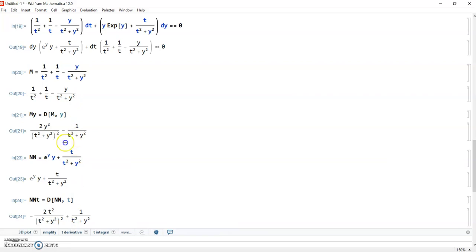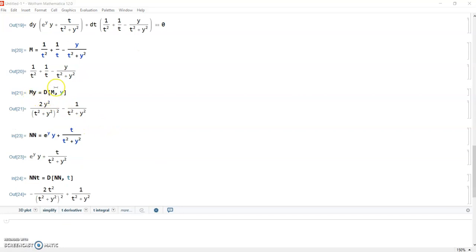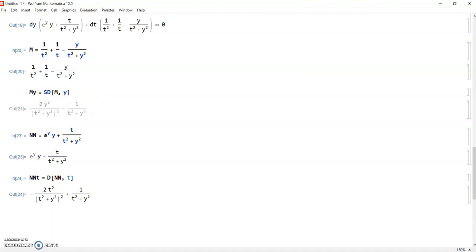Although it is not the same in this case. Here you can see that partial M over partial y and partial N over partial t do not look equal to each other. But it may be because the expressions have not been simplified. So what I can do is use a command called Simplify. It will give an answer like this. Simplify command around this derivative.